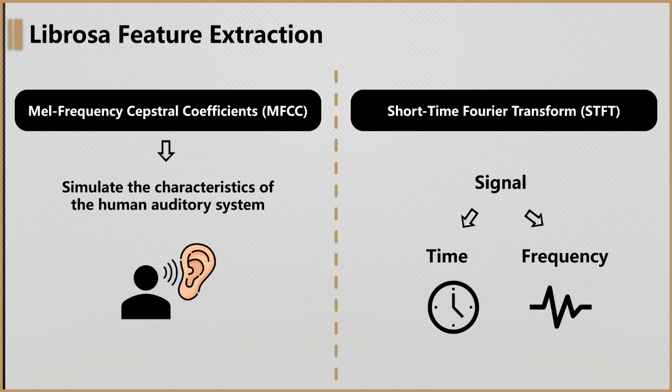In Librosa, there are various methods for feature extraction, and in our report, we employ two. One is MFCC and another is STFT. MFCC is a feature used to represent audio signals, simulating the characteristics of the human auditory system. It is primarily utilized in applications such as speech recognition and music information retrieval.